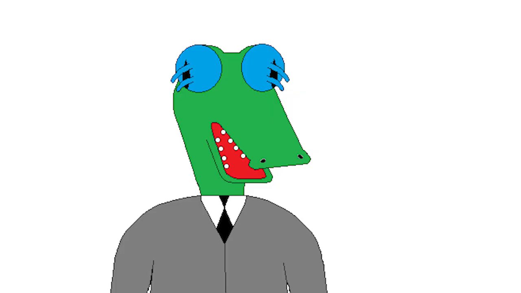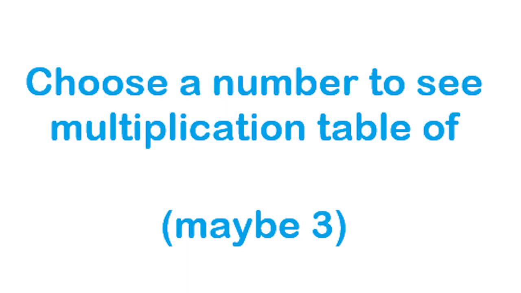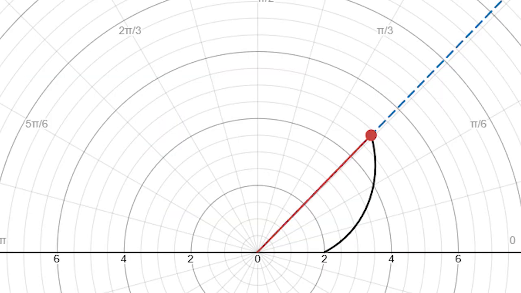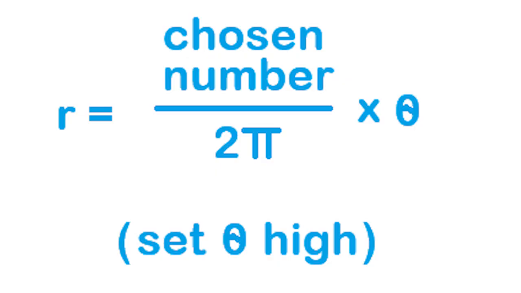And whatever multiplication table you want, like say multiplication by threes, you put in the graph equation as follows. You find a polar graphing calculator, like on the Desmos site or something, and put the graph r equals that number over 2 pi times theta. And make sure you have theta set so the domain is a high enough number so the graph will show a bit. I just set it to some super high number like 10,000 or more.